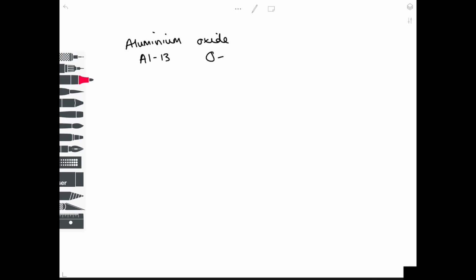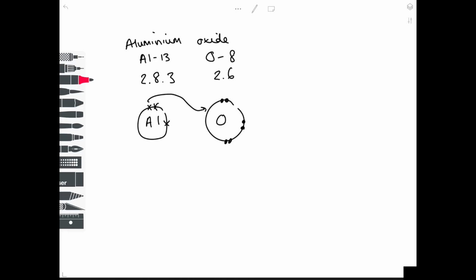Looking now at aluminium oxide, which is the most difficult example. So aluminium has an atomic number of 13, so its electronic configuration is 2.8.3. Oxygen has an atomic number of 8, so it's 2.6. So aluminium's outer shell will have 3 electrons on it. Oxygen will have 6 electrons. So we can see where the first 2 electrons will be deposited, which is here. But unfortunately, we've still got a leftover aluminium electron, so we need a second oxygen atom, which I'm going to draw here.